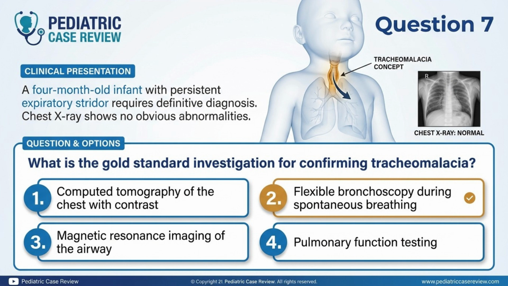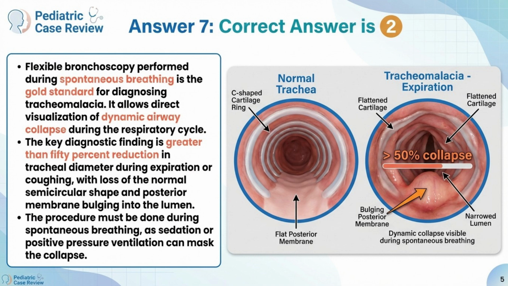Option 1. Computed tomography of the chest with contrast. Option 2. Flexible bronchoscopy during spontaneous breathing. Option 3. Magnetic resonance imaging of the airway. Option 4. Pulmonary function testing. The correct answer is Option 2. Flexible bronchoscopy during spontaneous breathing.